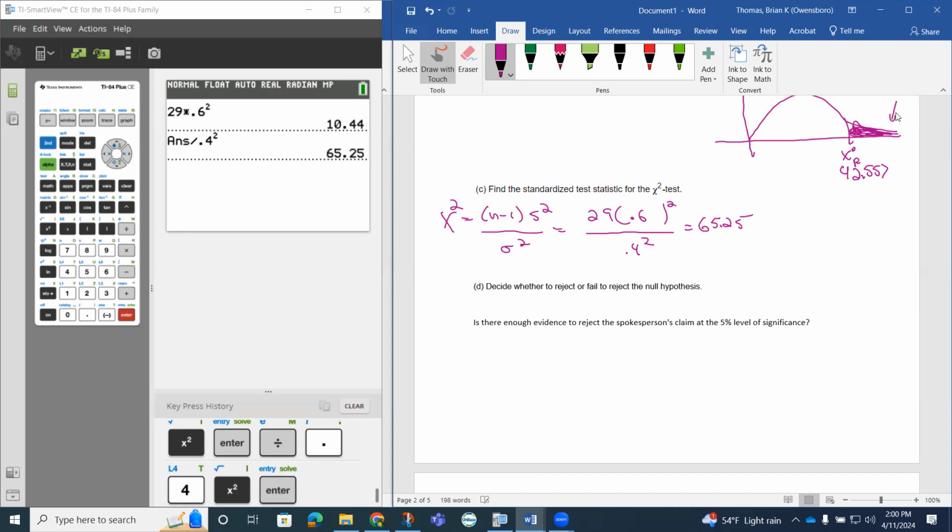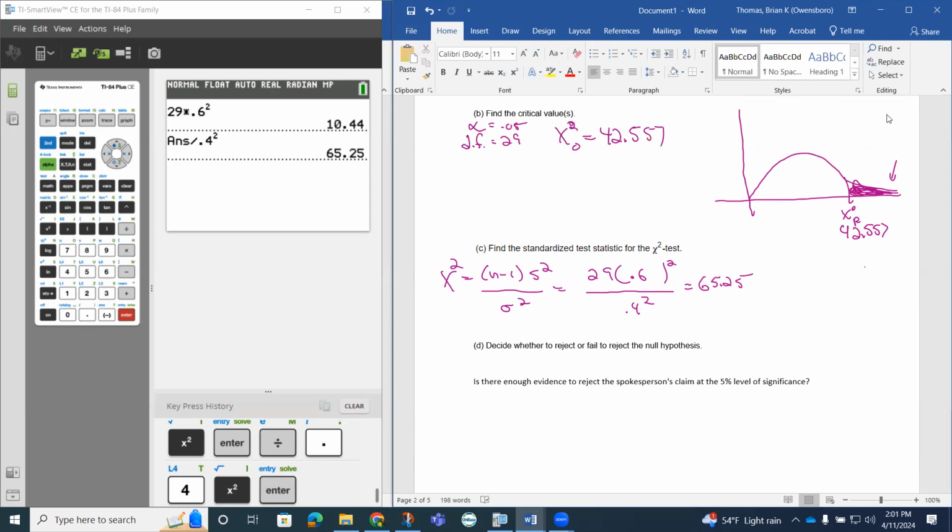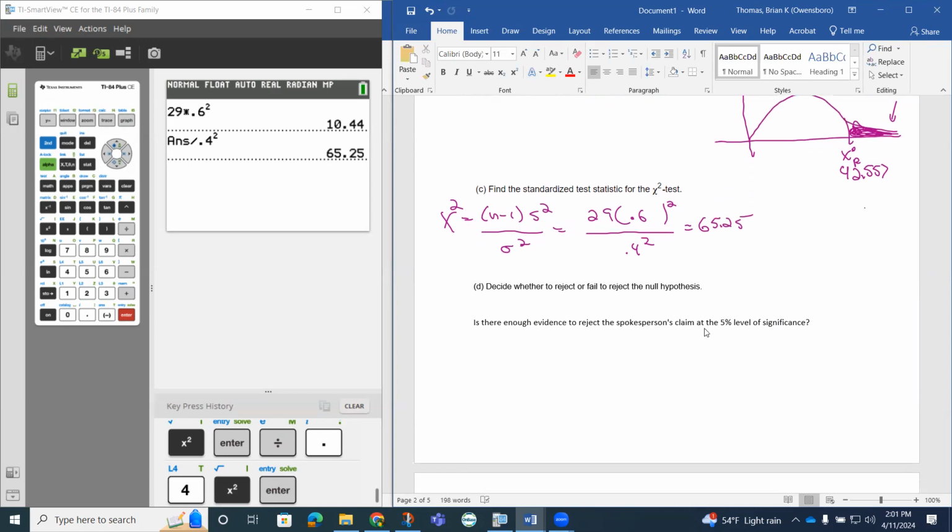So is that to the right of 42.557? So yeah, 65.25 is going to be to the right. So it's out here somewhere. So it does end up being in our rejection region. So decide whether to reject or fail to reject the null hypothesis. We are going to be rejecting H sub 0.